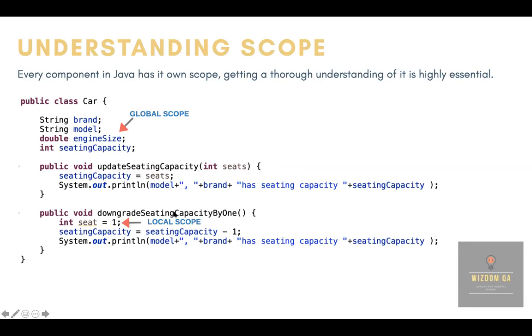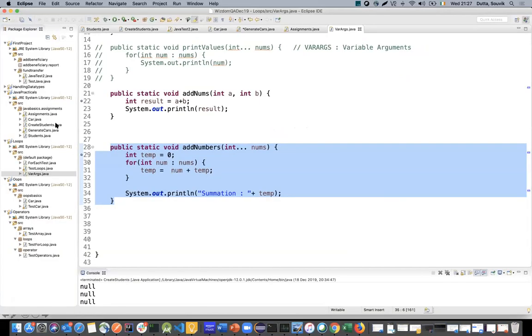Downgrade sitting capacity can be accessible too. In this method also, you can access sitting capacity. Everywhere you can access sitting capacity or any other method. So let me explain this to you with a right example. I'll go back to my car class.